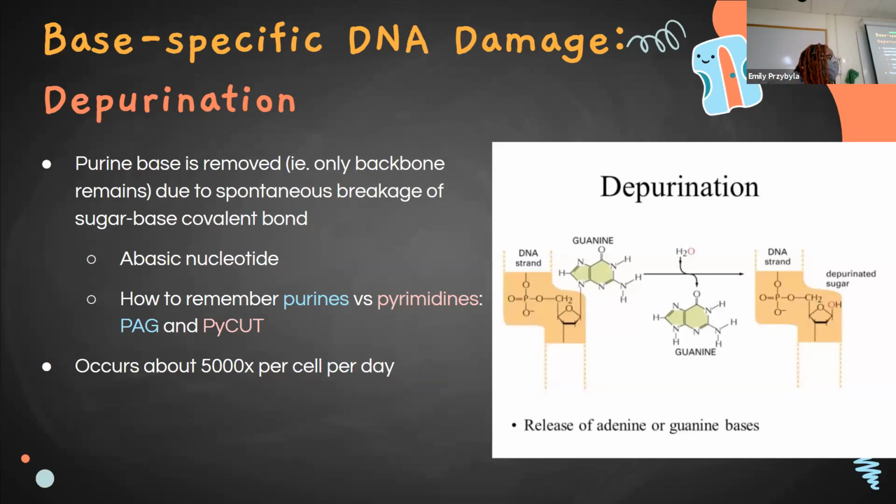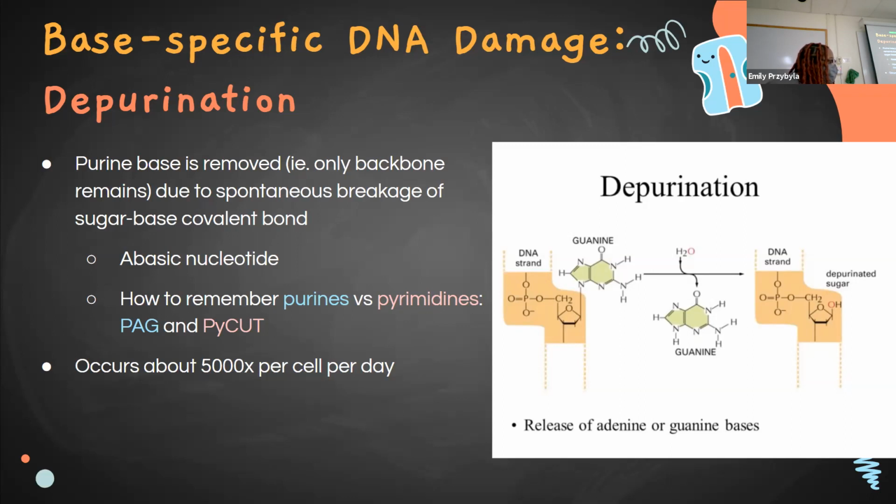First, we're looking at depurination. So we're looking at our purines, right? Our purine base is removed due to spontaneous breakage of the sugar-base covalent bond, which is obviously the bond between the sugar and the base. And we spontaneously break, and obviously that is a problem because then we suddenly don't have the correct base; we're not an adenine or a guanine because we don't have the base. So it's an abasic nucleotide, and it occurs about 5,000 times per cell per day.